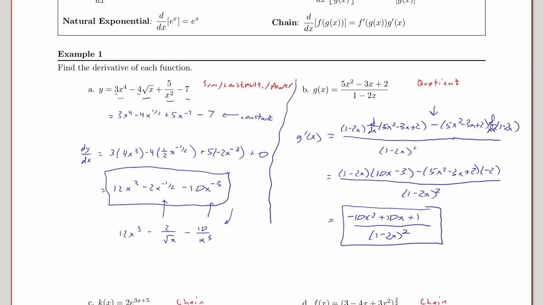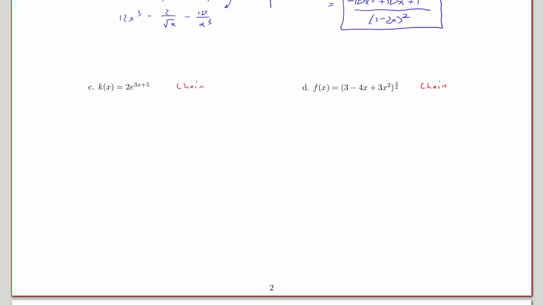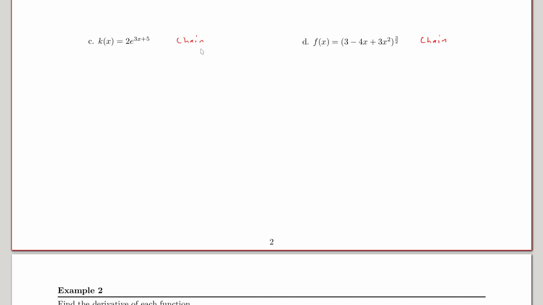So let's scroll down here and look at the next couple. Both of these require the chain rule. This first one, a very first step, I suppose, would be the constant multiple rule. And then we have to take the derivative of e to the 3x plus 5, which requires a chain rule because this isn't just e to the x.